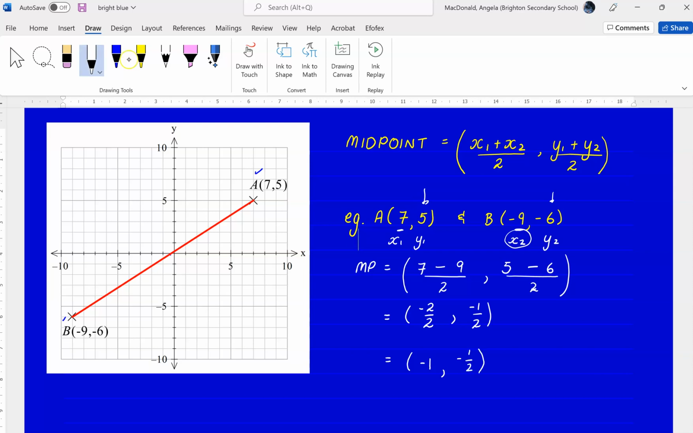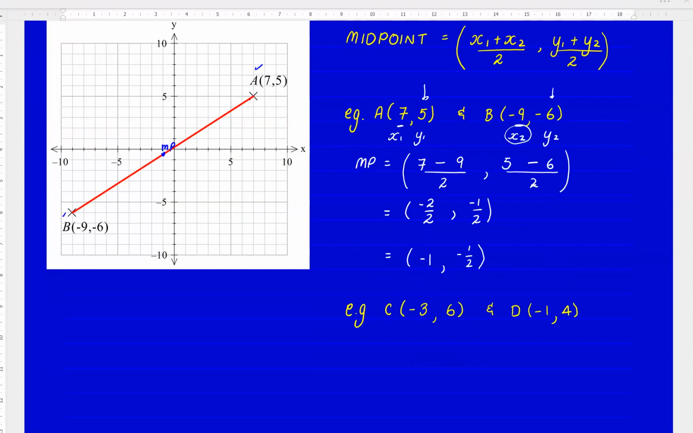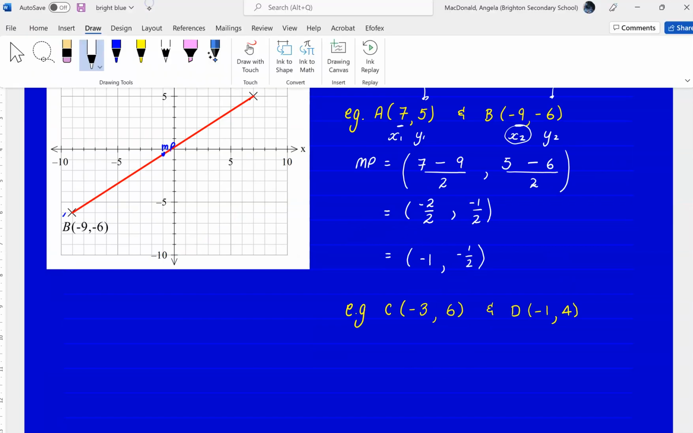Let's just see what this looks like on our graph. So minus 1 is here, and then we're just going to go minus a half. That looks pretty good. That looks like our middle of the 2 points there. That's pretty much it. Just sub into that formula and away you go. But while we're here, we're going to look at a question of what happens if you have the midpoint and you don't have one of the other coordinates. But we'll just do one more of these where we've got 2 points and we want to find the midpoint, just to get you comfortable.